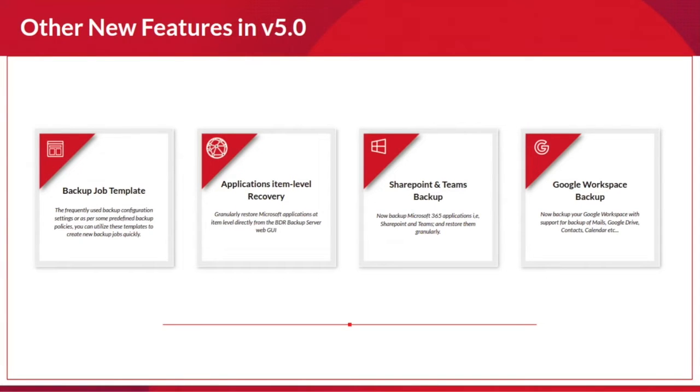And the newly added points for SaaS-based applications, for example, the SharePoint and Teams backup. This is something which we have added new for Microsoft 365 backups of SaaS applications and Google Workspace backup. So with this, you can restore your cloud backup data at a granular level and store it on-prem as well as on cloud. So this is what the new features in version 5.0 are all about.